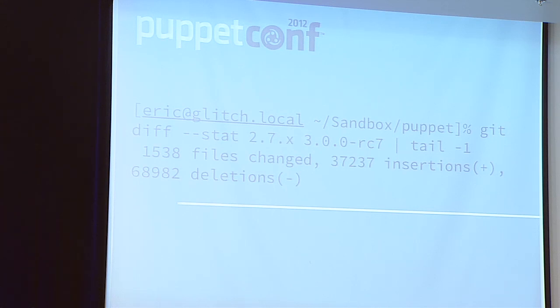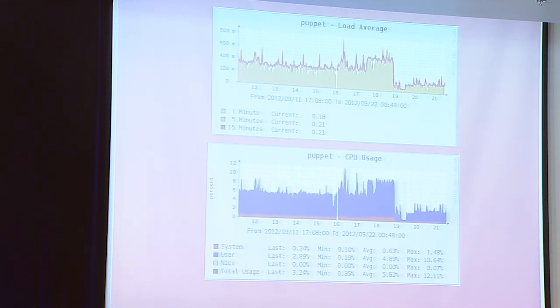So in between 2.7.x and RC7, there were a lot of changes. The cumulative totals of those graphs earlier amounted to 1,500 files changed, 37,000 lines inserted, and 68,000 lines deleted. Again, a pretty good start. But what was the upshot of all that change? What was the point? Well, a huge point, as Luke pointed out this morning, is performance.